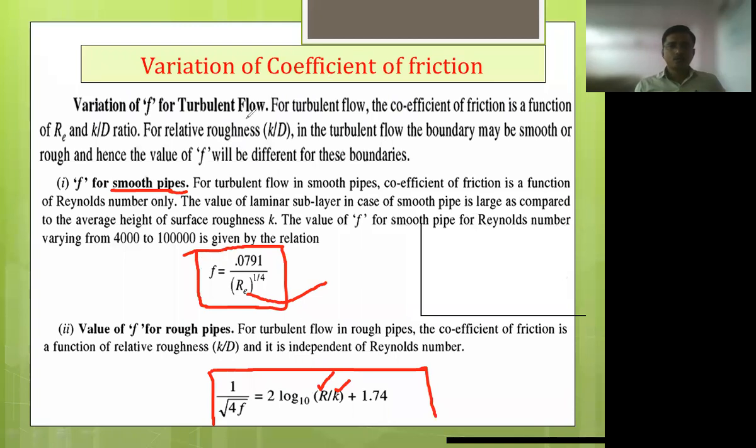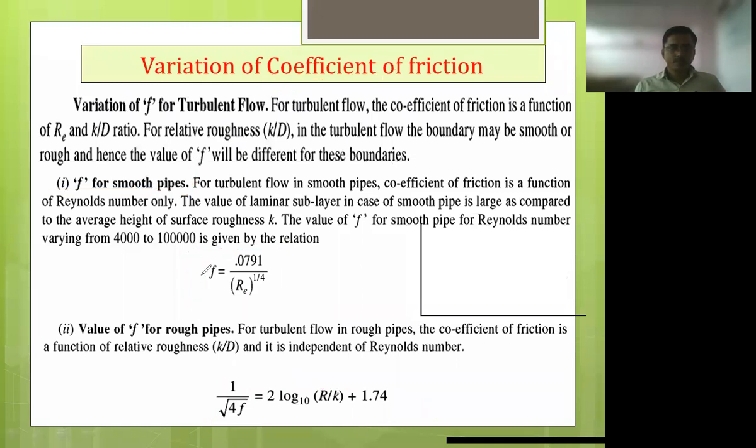Title हे variation of coefficient of friction हे टायटल लिहिल्यानंतर त्या ठिकाणी हा पॉइंट लिहा 1 F for smooth pipes, F for smooth pipes, and then we can directly write down this formula.